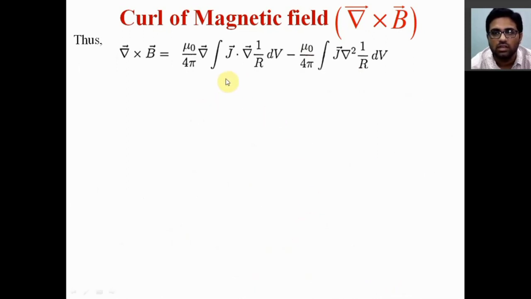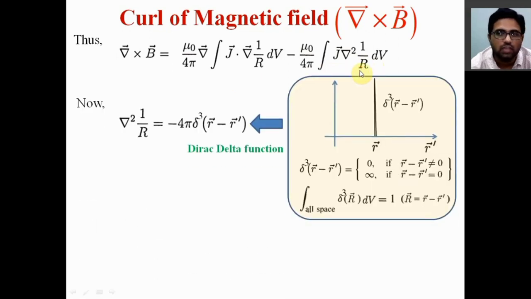At first let's focus on del square 1 by R term. Here capital R vector is actually small r vector minus small r prime vector. Now at r equals to r prime, 1 by r term becomes infinite. It has very large value at that point. So del square 1 by r can be considered as Dirac delta function.